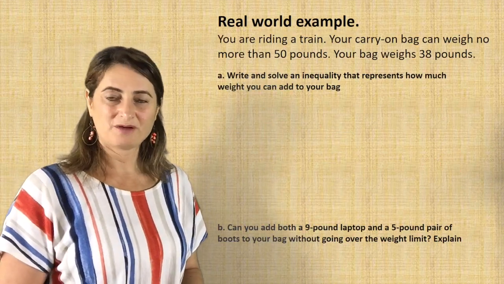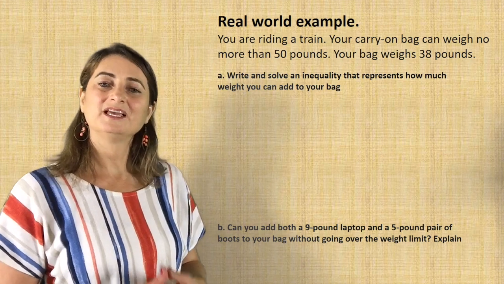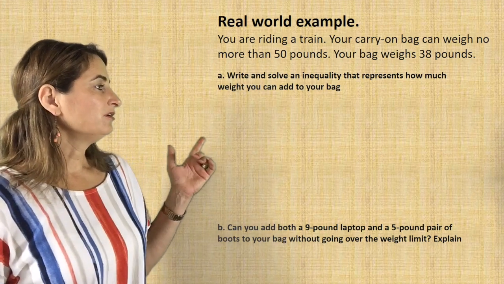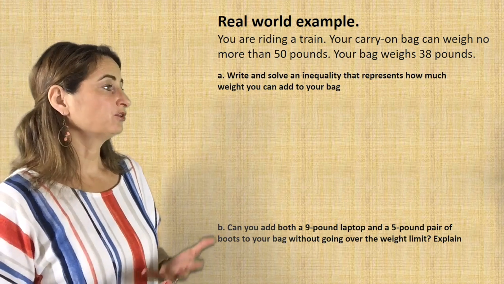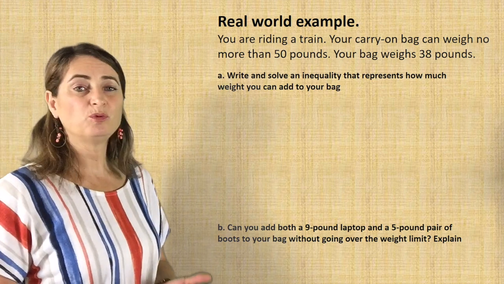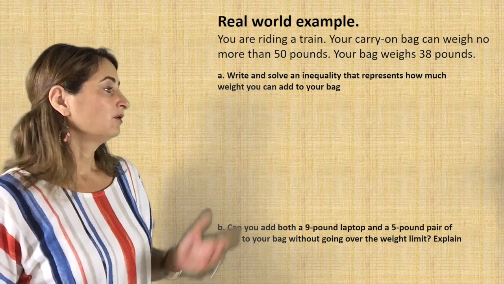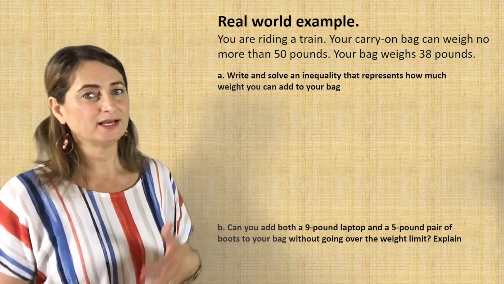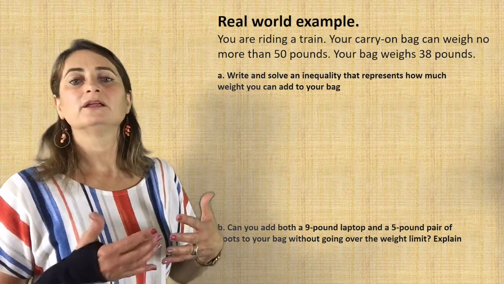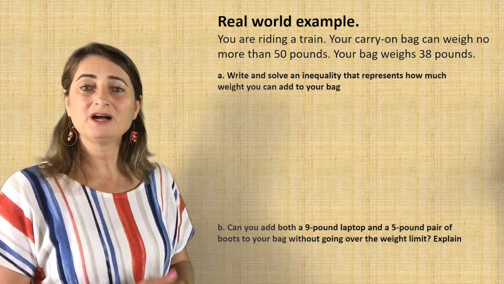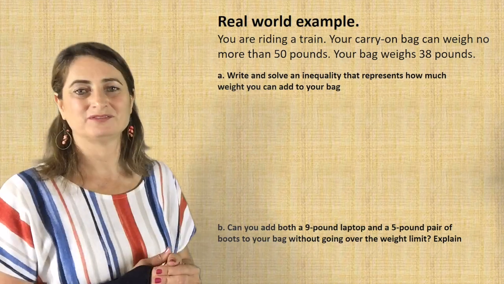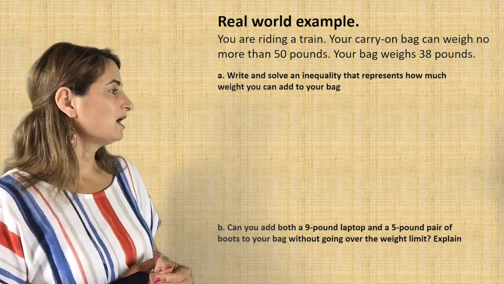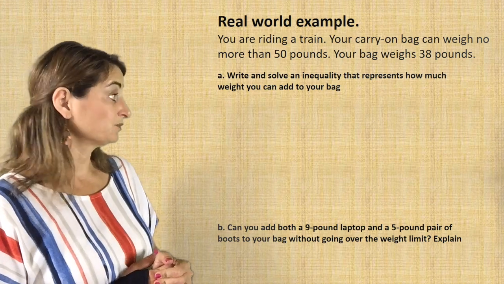Now here's a word problem. Let's see if we can write and solve an inequality. You are riding a train. Your carry-on bag can weigh no more than 50 pounds. Your bag weighs 38 pounds. So you have a bag that has 38 pounds in it already. Your limit is 50 pounds, which means the maximum is 50 pounds. Write and solve an inequality that represents how much weight you can add to your bag.